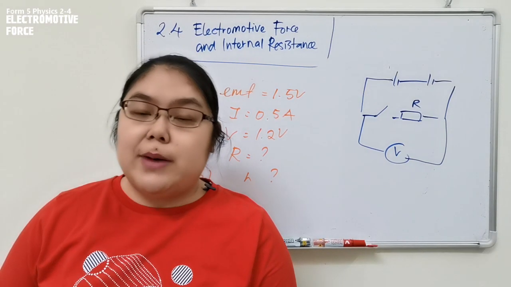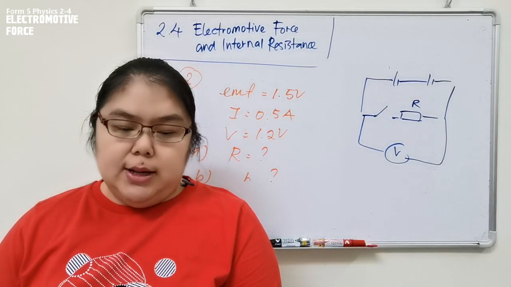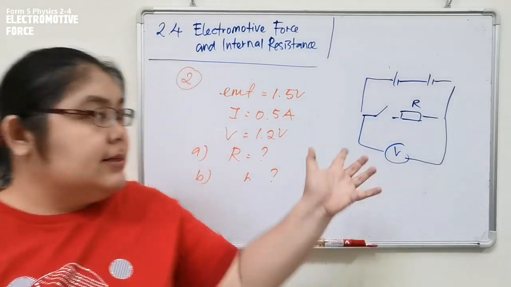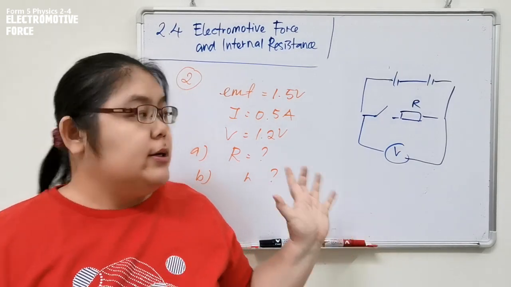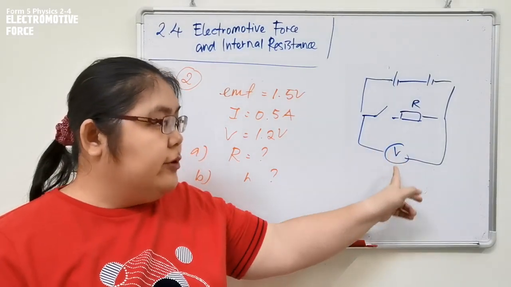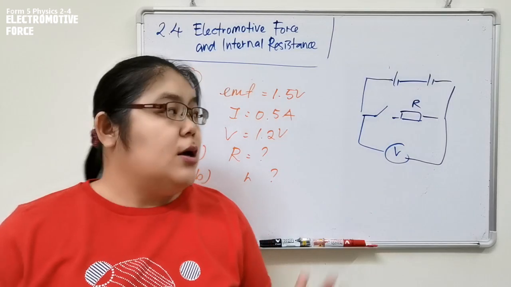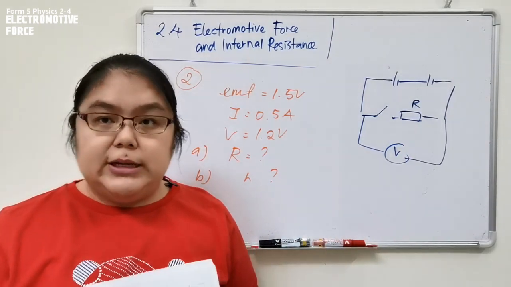Okay, everyone, have you finished your question 1? Now we're going to see example 2, a diagram example like this. Okay, you see this diagram? The voltmeter is never in parallel with the battery, but in this situation we also want to measure the EMF.